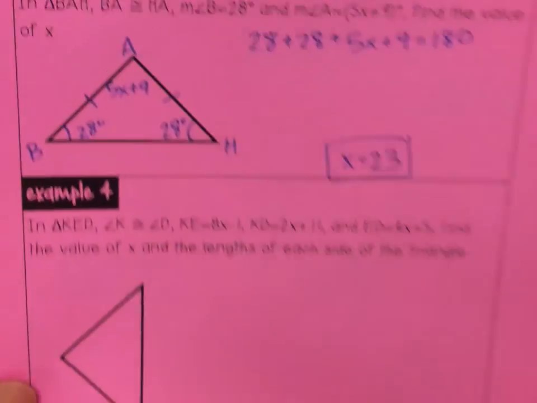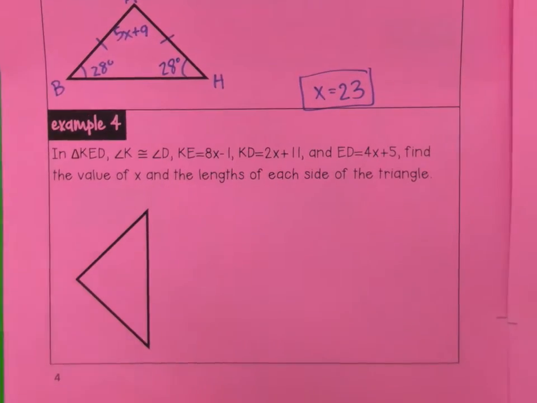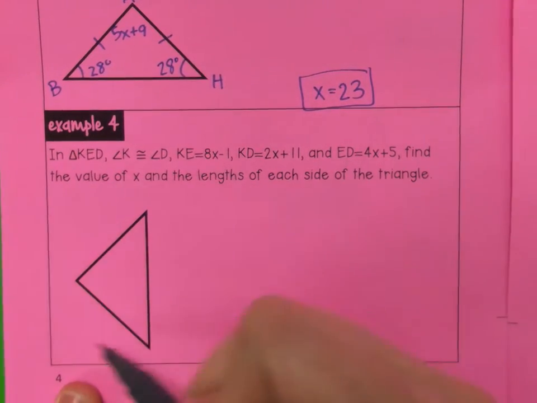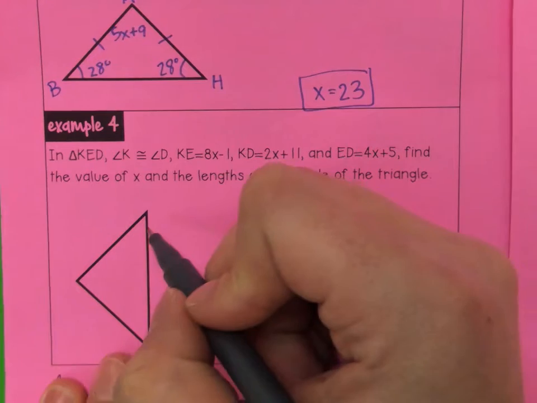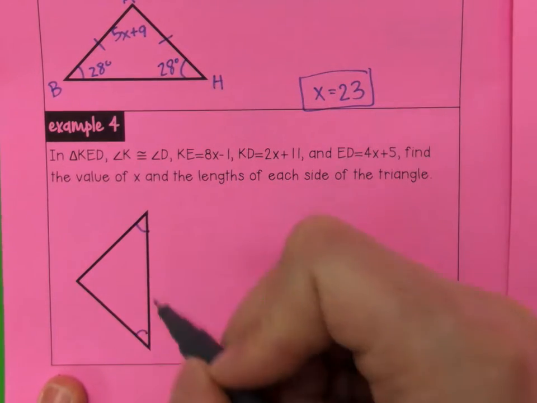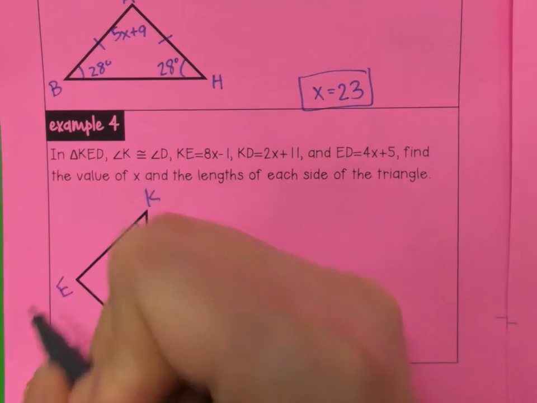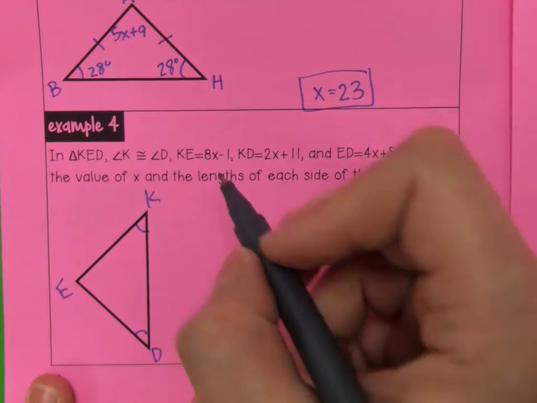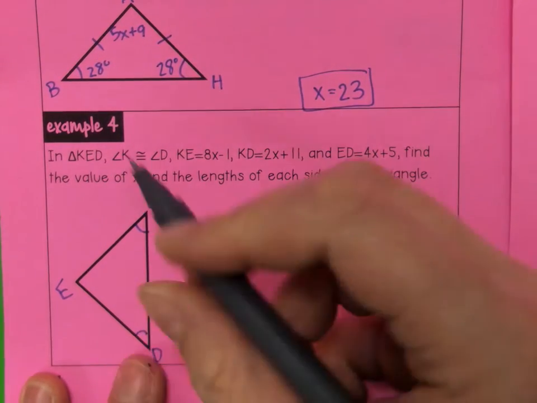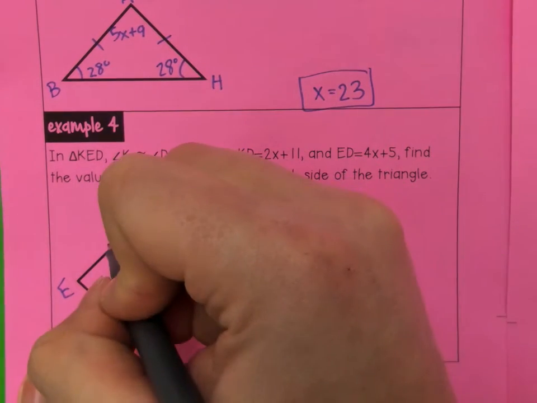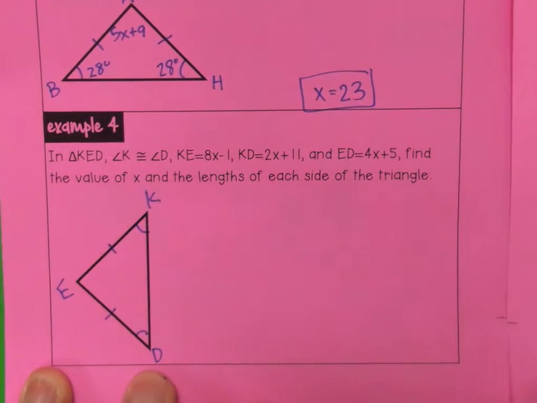All right. KED, this triangle is not facing the same way, which means our congruent angles are this one at the top and the one at the bottom. So we're going to label them K and D. We're going to label our vertex angle E, and then we're going to name our sides. Oh, first off, if we know angles are congruent, then their opposite sides are also congruent.